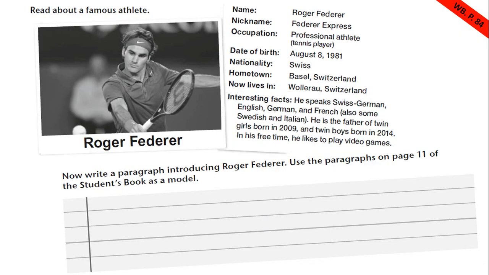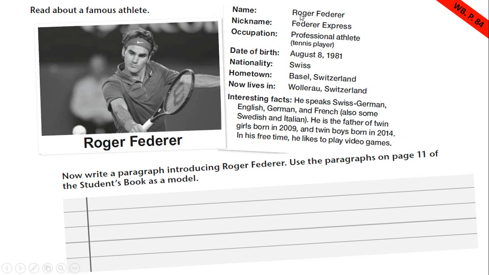Okay? Here we have another interesting exercise, but this is from your workbook page 84. And if you can see here we have a man, and this man is a very famous tennis player. So he is a famous athlete. Read about a famous athlete, using the adjective before the noun. And this is his picture. And this is his name, his nickname.